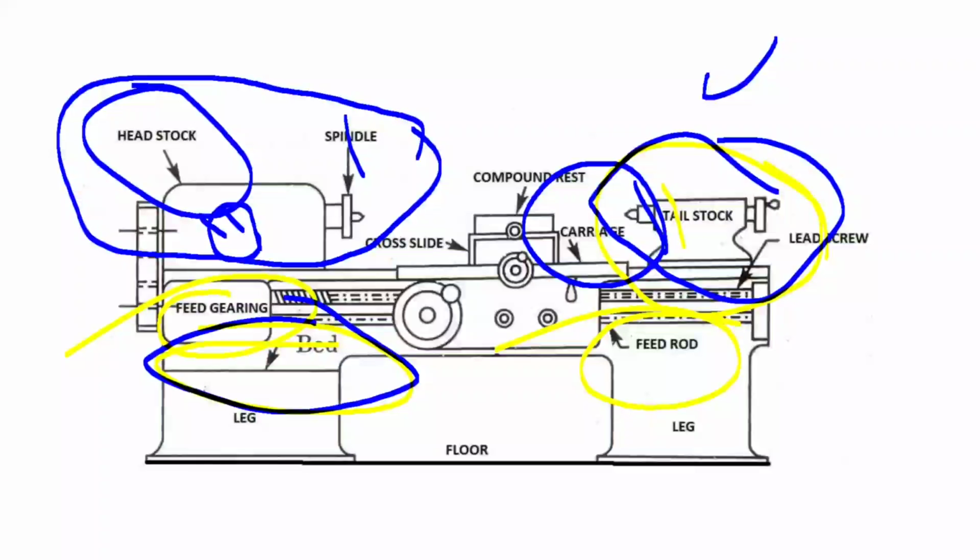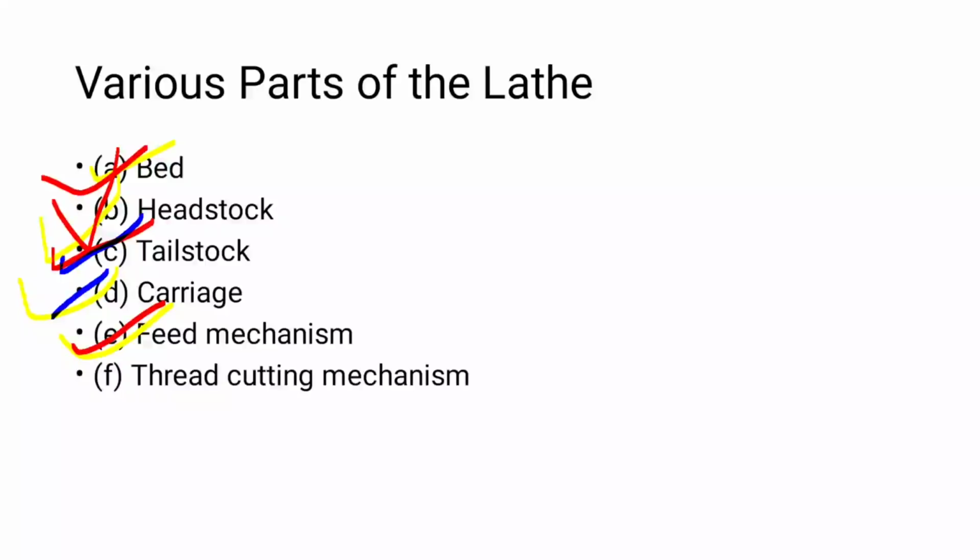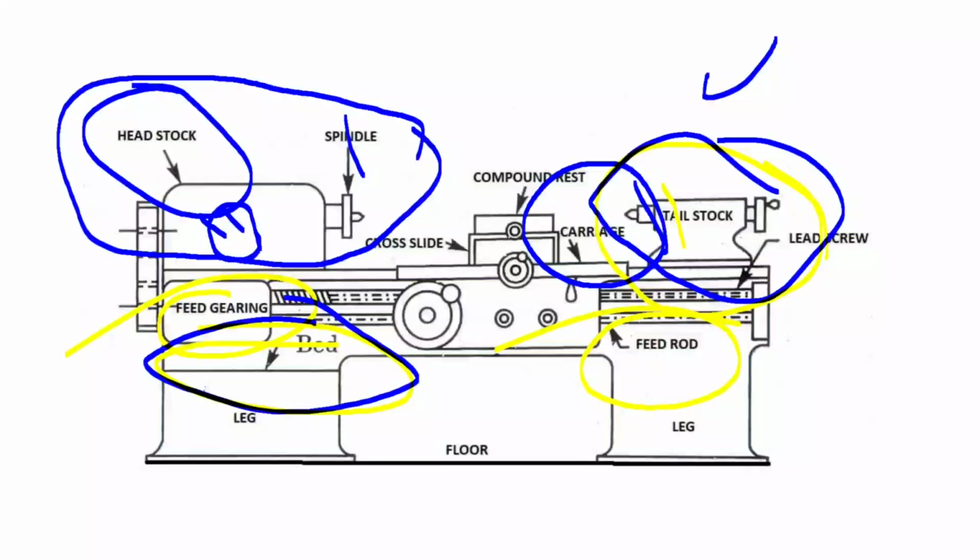Now let's see the last part of the lathe. It is the thread cutting mechanism. In the thread cutting mechanism, the half nut mechanism makes the carriage engage or disengage with the lead screw. It uses the rotation of the lead screw to move the tool along the workpiece to produce a screw thread.